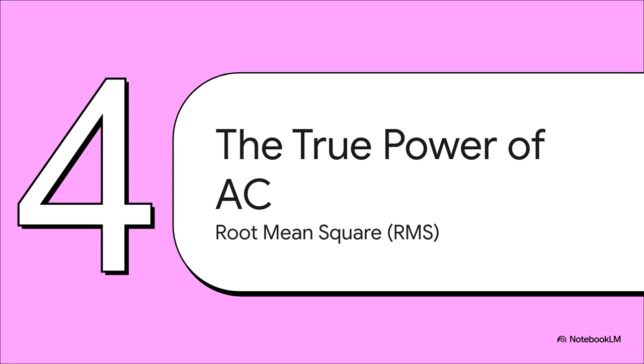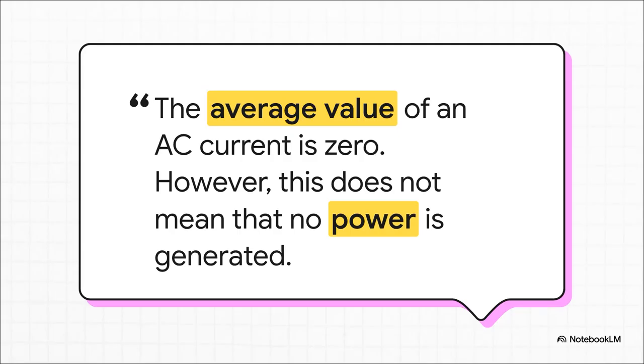Okay, so this brings us right back to that big question from the beginning. How does this back and forth current actually deliver power? Well, the answer has a name, root mean square, or, as we usually call it, RMS. Now here's the real puzzle. If you just take a simple average of an AC wave over one cycle, you get 0, right? The positive part completely cancels out the negative part. But that can't be right because we know our appliances work. The light bulb still lights up. So just averaging it in the normal way is clearly not the right way to think about the power.